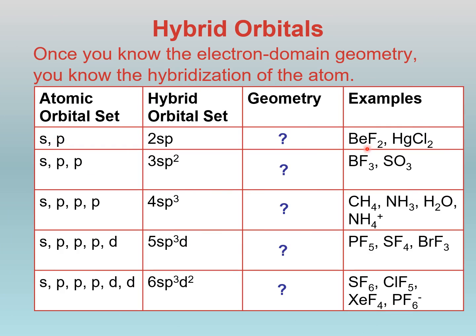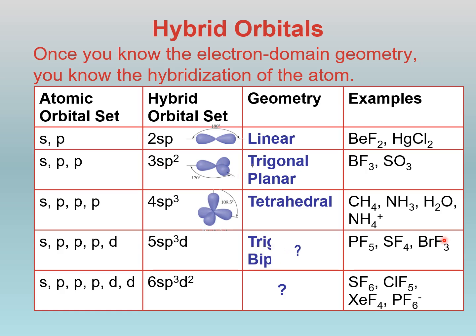But here's what we got. And this is really what you need to study and know. If you've got a linear shape, something like this, your hybrid orbital is going to be sp. If you have a trigonal planar shape, you're sp2. And then I'll fill the rest of these out because I already spoke to it.